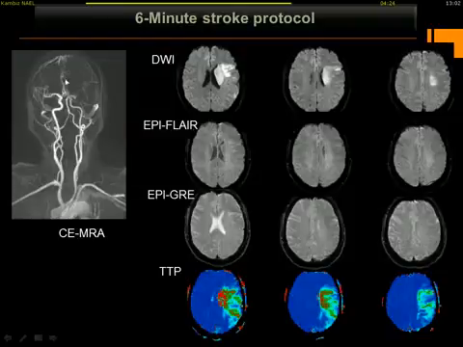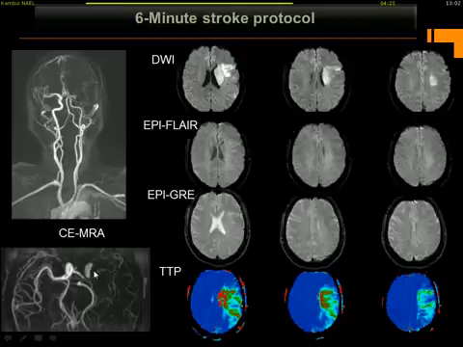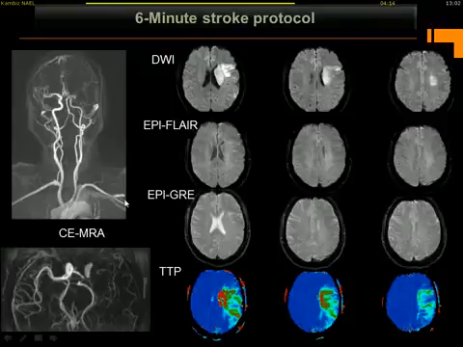This is the MRA images, and you can see there's a carotid T occlusion with basically absence of flow in the MCA and retrograde filling of the A1 to the other side. So let's look at the perfusion map.